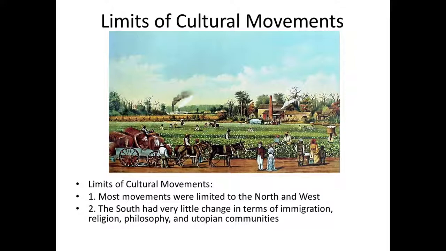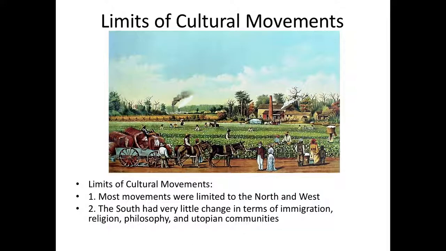The South, on to number two, had very little change in terms of immigration or religion or philosophy or utopian communities. Why is that? Well, number one, if you're an immigrant, you're already going to face nativism or discrimination in the northern part of the country or the western part of the country. The South already has a reputation for discrimination against blacks, against slaves. And immigrants do not want to move to an area that's already treating slaves the way that slaves are being treated.